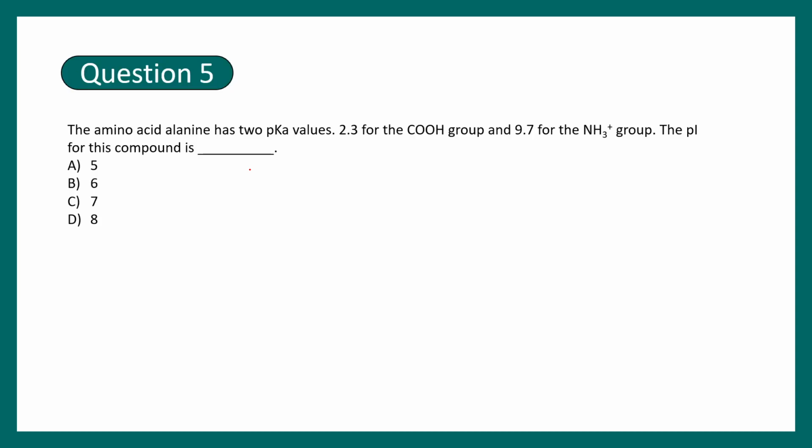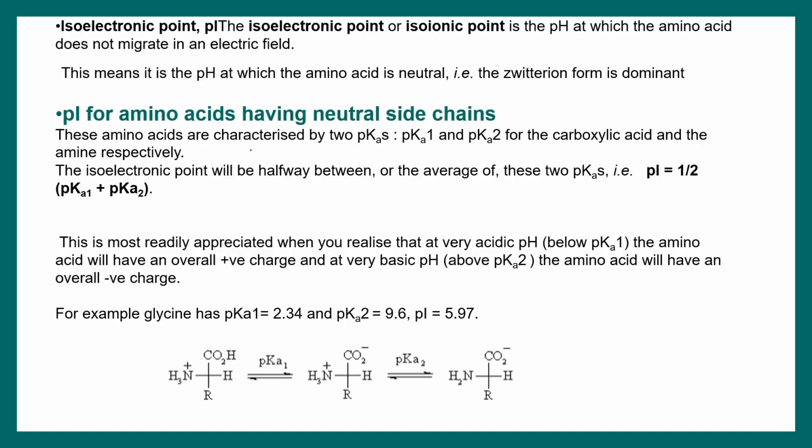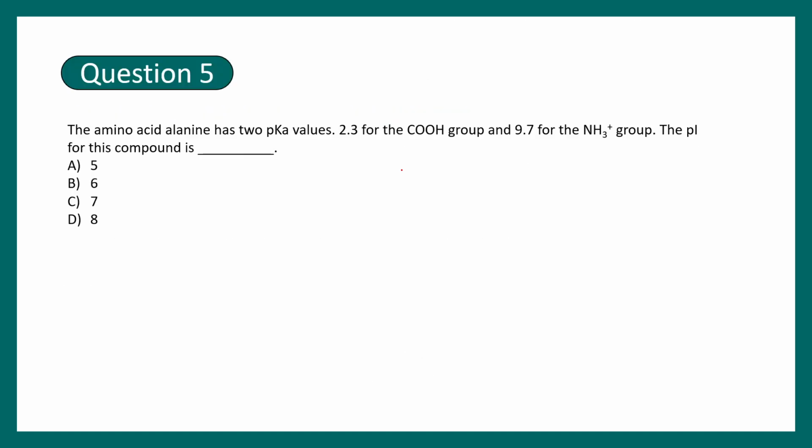By the way, the amino acid alanine has two pKa values, 2.3 for the COOH group and 9.7 for the NH3 plus group. The pI, or isoelectric point, for this particular compound is what? So in order to solve this question, what you really need to do is basically use that formula where pI equal to half of the two pKa values. Here you have to add these two pKa values, 2.3 and 9.7, and then the half would be your answer. So 6 is the correct answer.